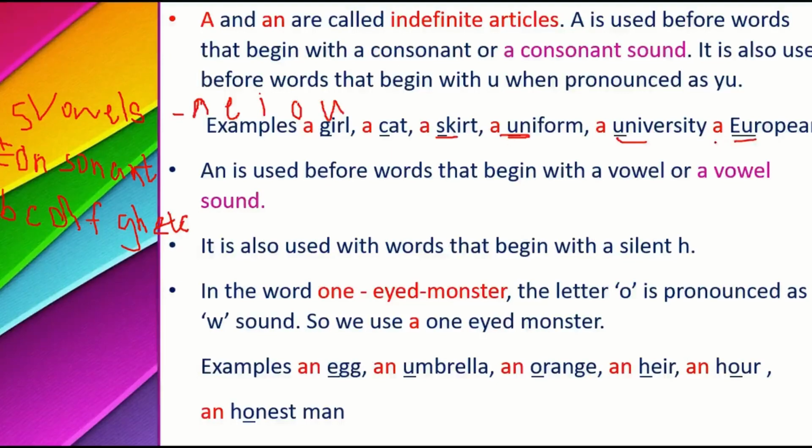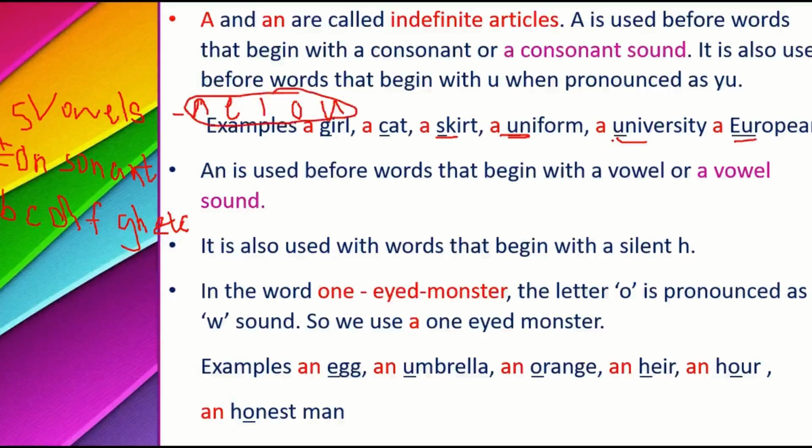Because we should see the sounds, not the letters. Here the letter U is having the U sound. For this word, the first sound is the U sound. The U sound is not there in the vowel sounds. Here also the starting sound is U, university. So the sound U is not a vowel sound.